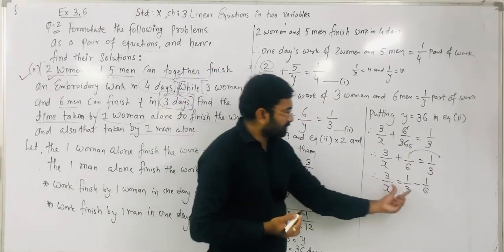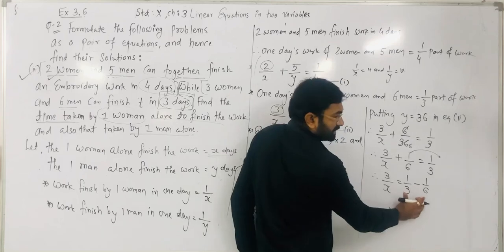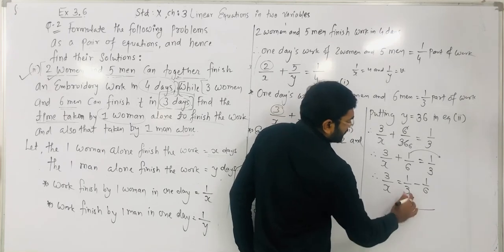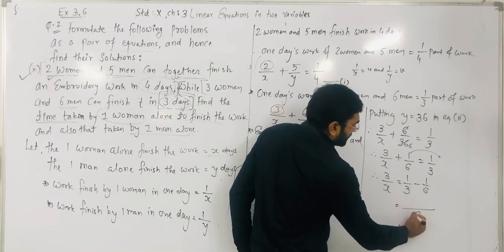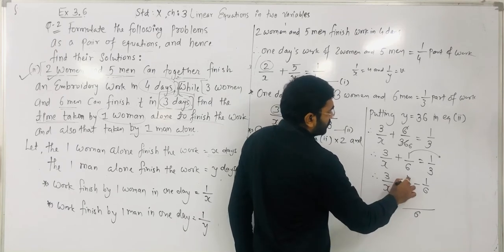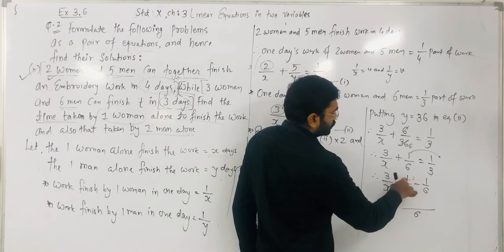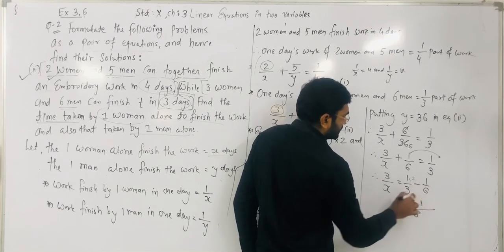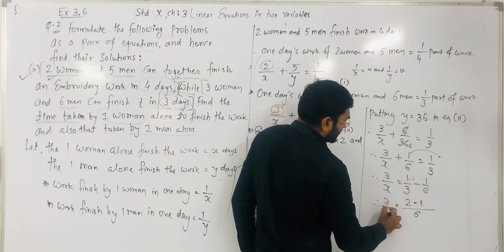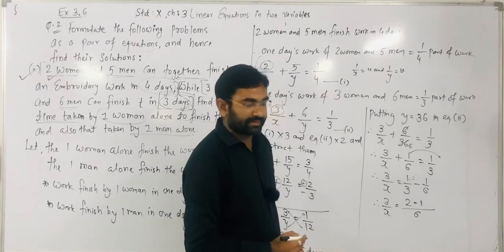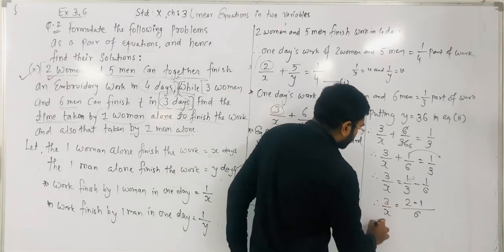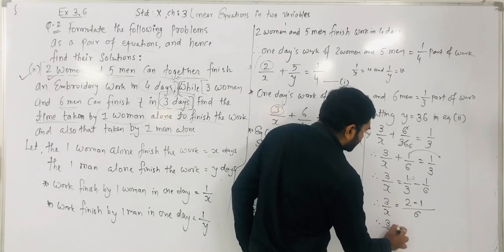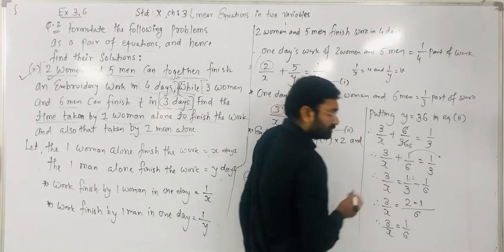Now how can we do the subtraction of those two numbers? Observe both the denominators, which are different: 3 and 6. So its LCM becomes 6. So we need to multiply here with 2. So 2 ones are 2 minus, here already 6, so minus 1. So we get the left hand side as it is, 3 by x. 2 minus 1 means 1 only. So 3 by x is equal to 1 divided by 6.